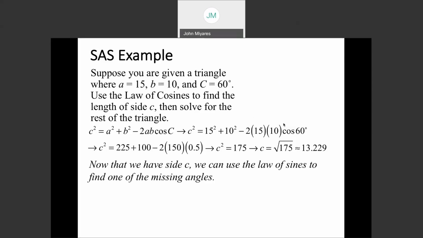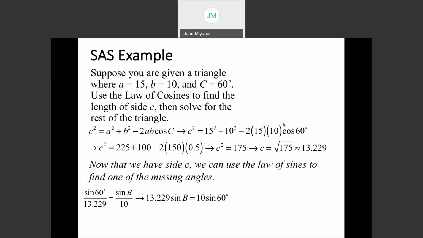Now that we have side C, we don't have to use the law of cosines to find the other angles. We can, but at this point, the law of sines is probably going to be easier to work with. I'm going to solve for angle B first because I happen to see that side B is smaller than side A, so therefore angle B has to be smaller than angle A, and that's going to force angle B to be acute, since you can't have more than one obtuse angle in a triangle, and if you did, the obtuse angle would certainly not be the smallest one.